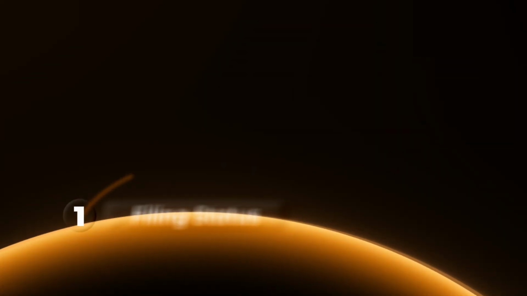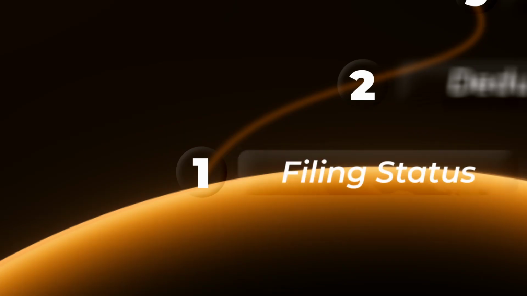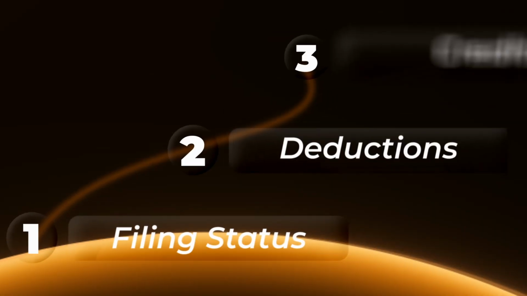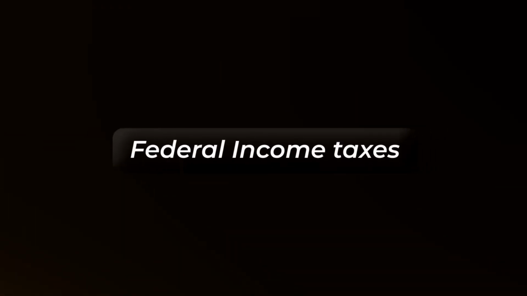Now, there are three fundamental building blocks to filing your taxes. Building block number one is your filing status. Building block number two is deductions, and building block number three is credits. Today, we're only going to be talking about federal income taxes, and we're going to be referencing everything based on the 2025 tax year. Now, the fundamentals of this video will likely apply to subsequent years, so you should feel free to watch, even if you're watching this video a couple years down the road. But with that being said, a couple of the specific examples that I use may be a little bit different.